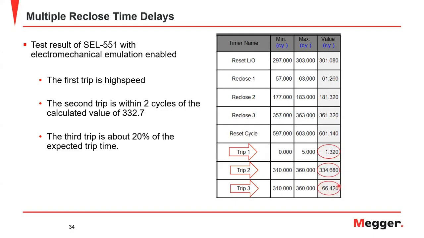So why did it come out so short? Because I had disk emulation turned on. That's what I was demonstrating. So the reclose time period between fault 2 and fault 3 was only 180 cycles, I believe. Let's see, second reclose. That's right, 180 cycles. So in 180 cycles, it only reset partially and we tripped very fast.